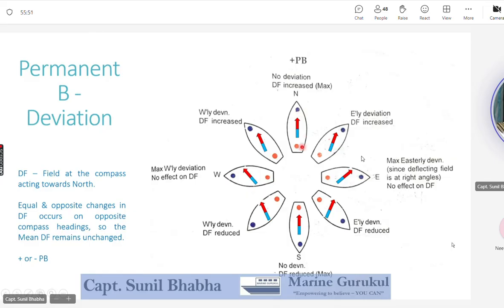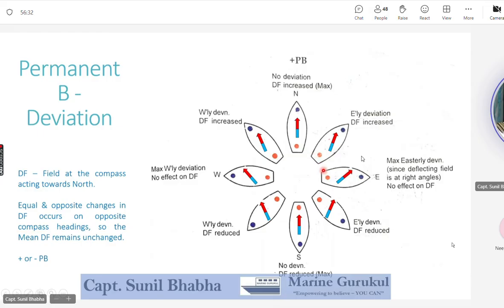Now with the vessel heading on the northerly heading, you can see that the poles of the ship are matching with the poles of the earth. The earth's north pole is a blue pole, and the ship structure also has a blue pole north of the compass. So this blue of the earth and blue of the ship are adding up, increasing the magnetic field. Similarly, south of the compass we have the red magnetic pole of the earth, and the ship's pole is also red. So earth's red and ship's red also add up to the directive force. So in this particular heading, northerly heading, the directive force is increased to its maximum.